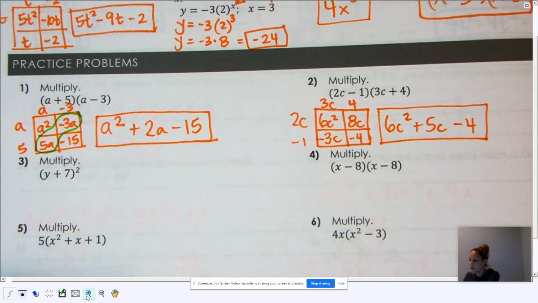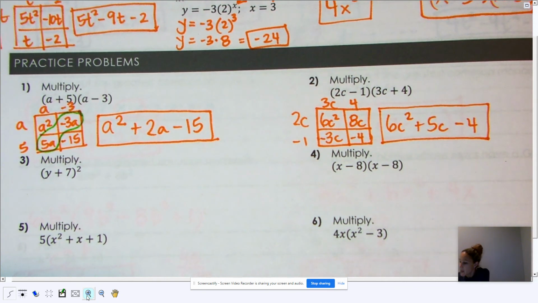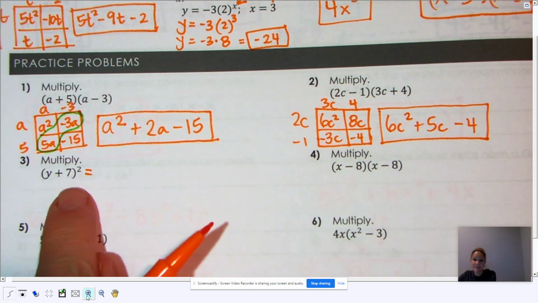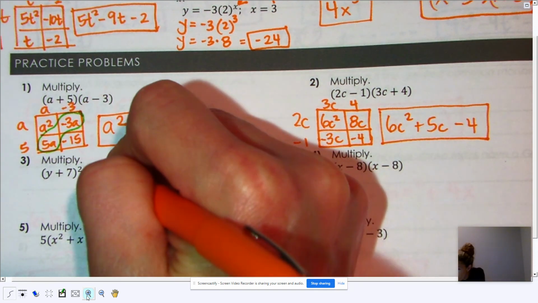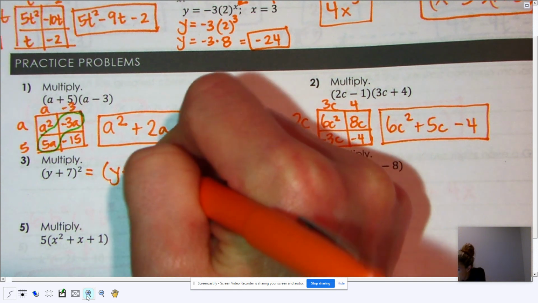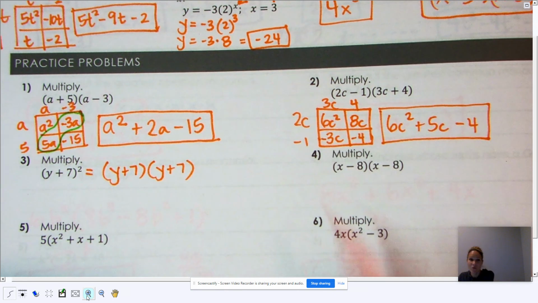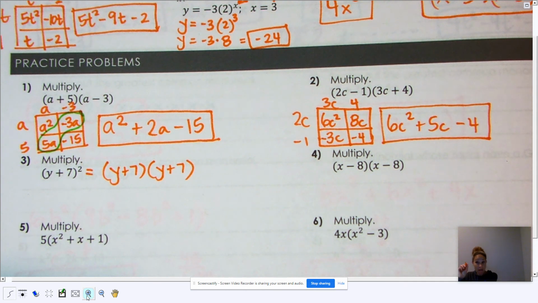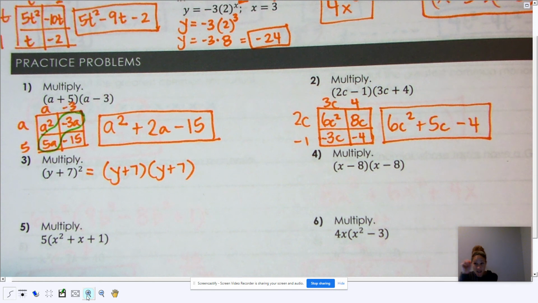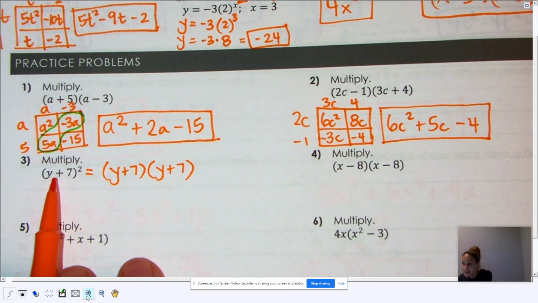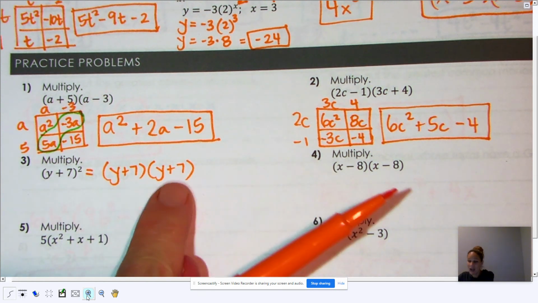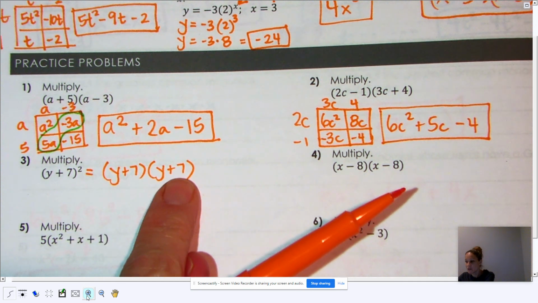Okay, question number 3. Remember, when something has a squared right there, it means that I have y plus 7 times y plus 7. Write it out twice because you cannot just square the y and square the 7. Remember our properties of exponents, when they are being multiplied, I could do that. But if there is a plus right there, you have to write out both binomials, okay?